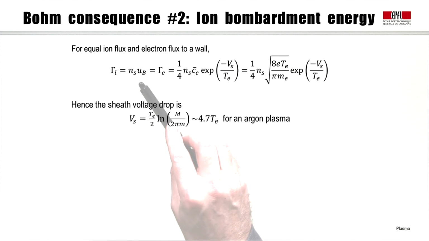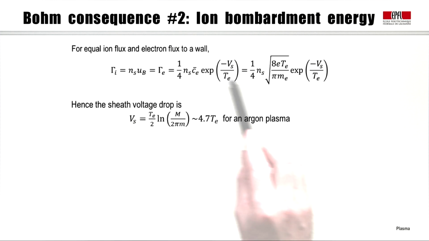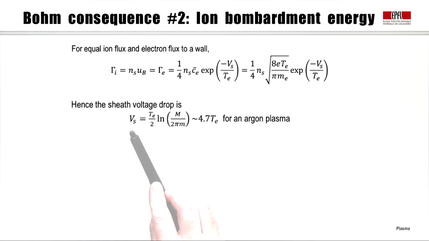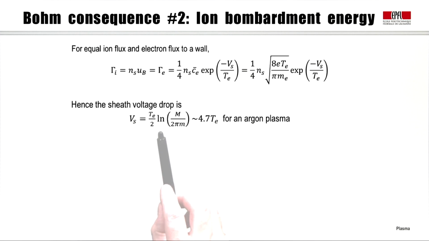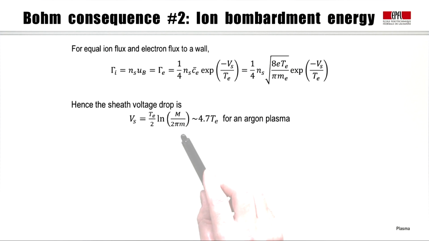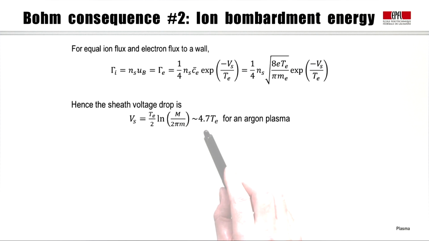We can now solve this equation for the sheath voltage drop. We find that the sheath voltage drop depends on the electron temperature and the natural logarithm of the ratio of ion mass to electron mass with the factor 2 pi. Substituting the values for an argon plasma, we find that this is about 4.7 times the electron temperature.